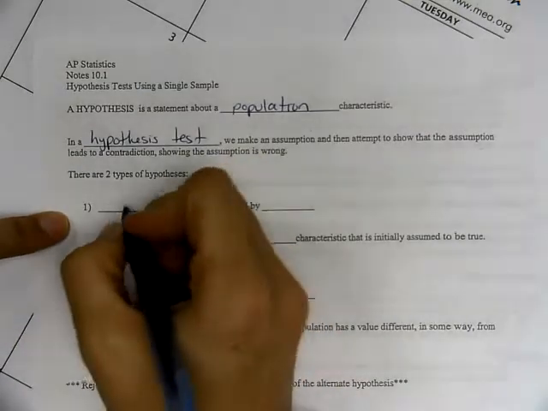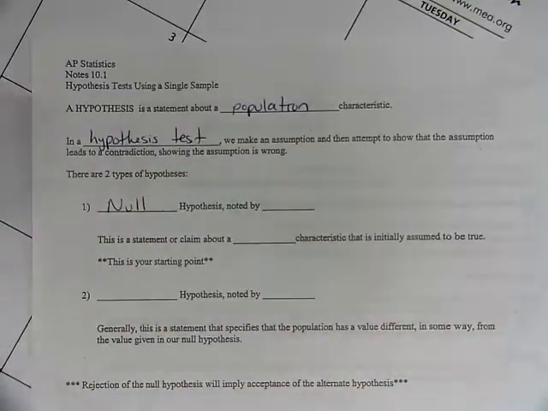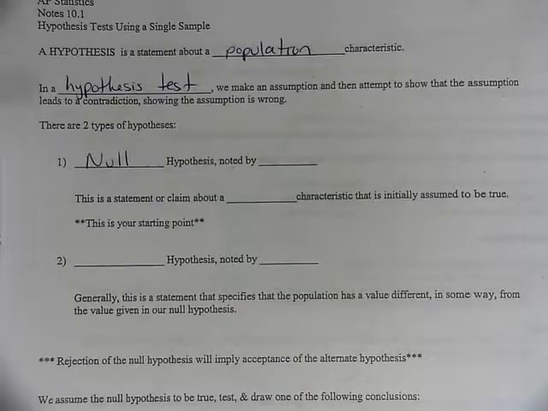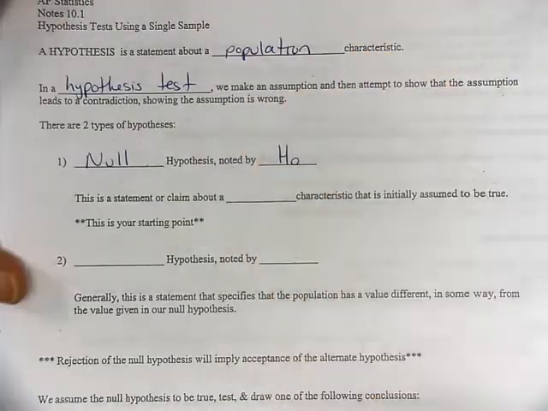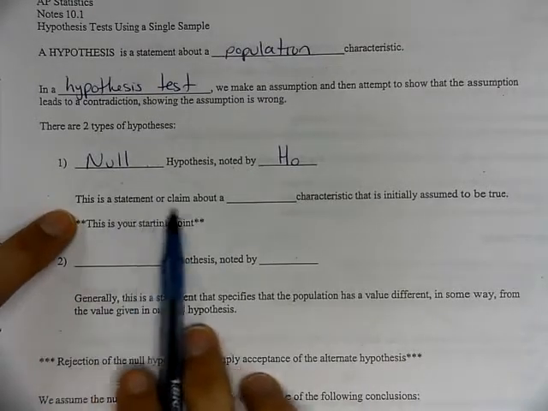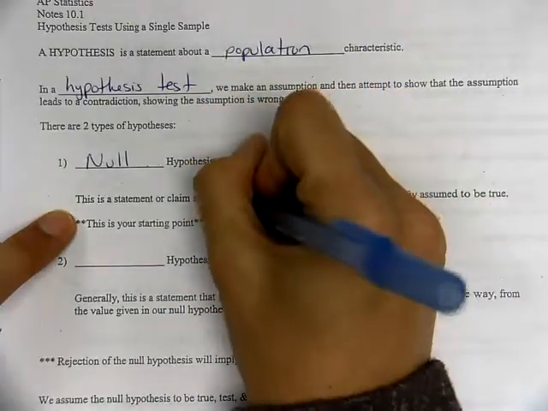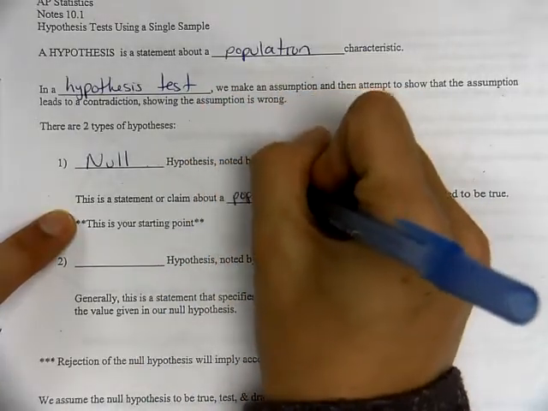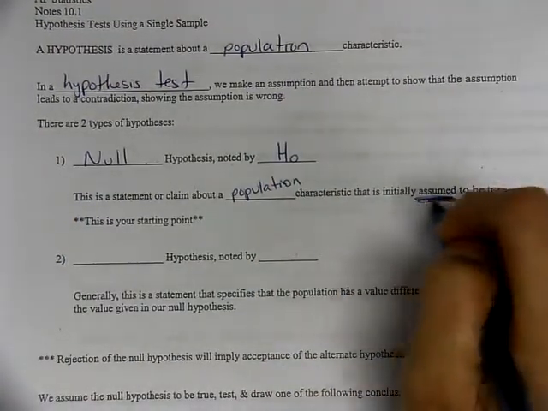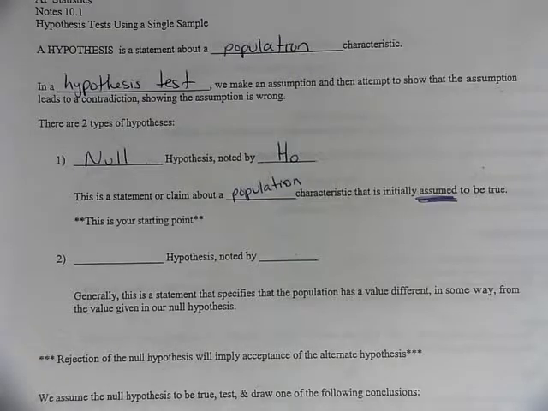The first type is the null hypothesis. And we write the null hypothesis as H sub 0. I sometimes call it the H-oh. So this is a statement or a claim about a population characteristic that's initially assumed to be true. You always assume your null hypothesis is true. Okay, this is your starting point. This is what we're going to be looking at.